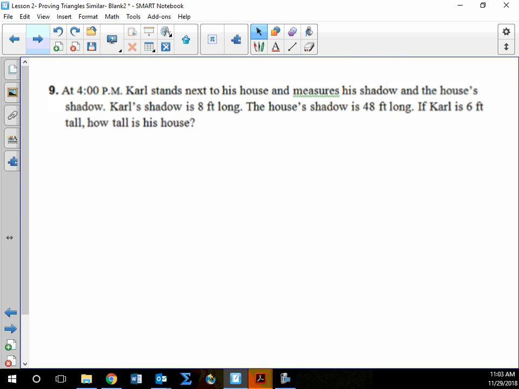At 4 p.m., Carl stands next to his house and measures his shadow and the house's shadow. Carl's shadow is 8 feet long. Carl's house is 6 Carls tall. The house's shadow is 48 feet long. The proportion is 6 over 8. If Carl is 6 feet tall, how tall is his house?